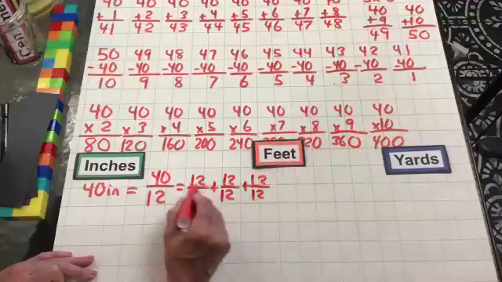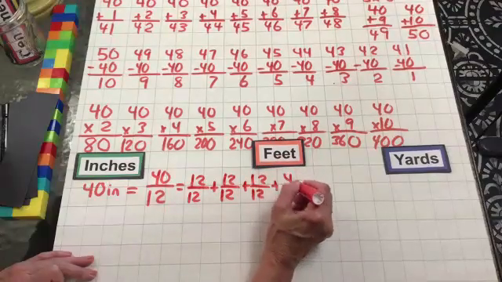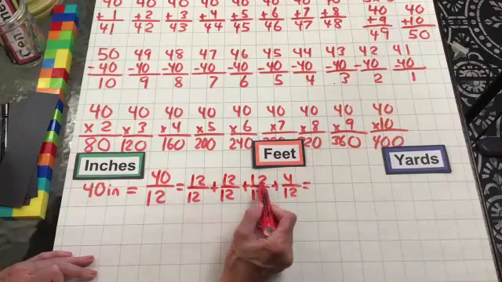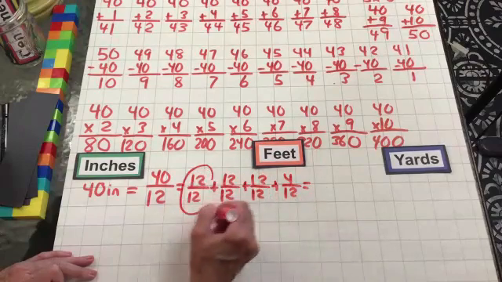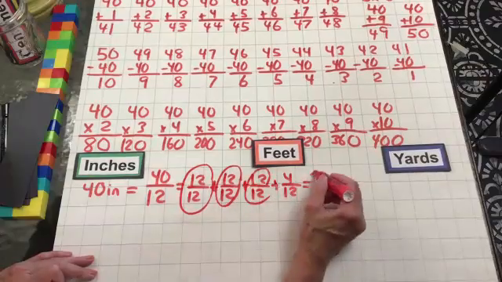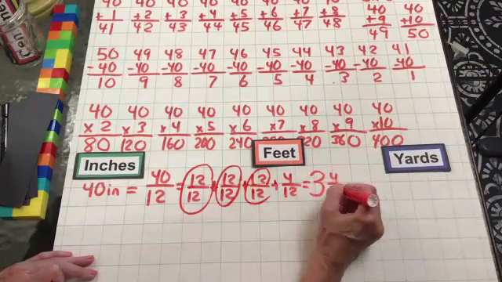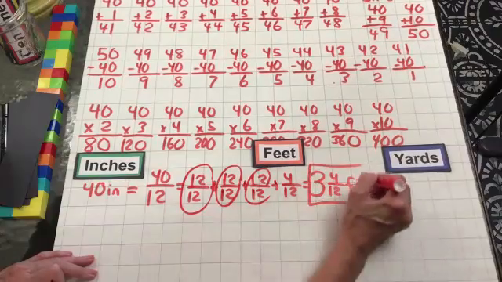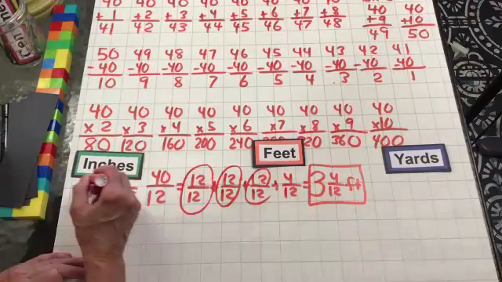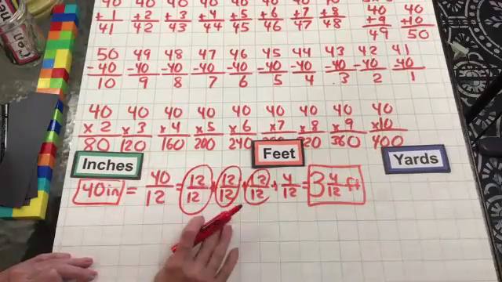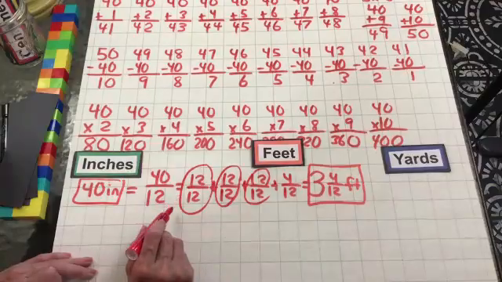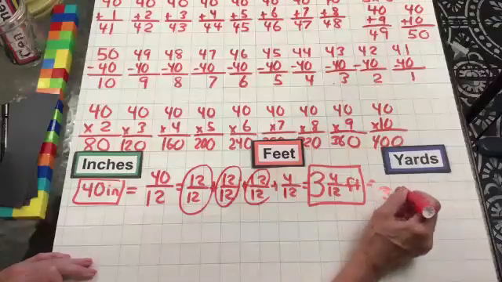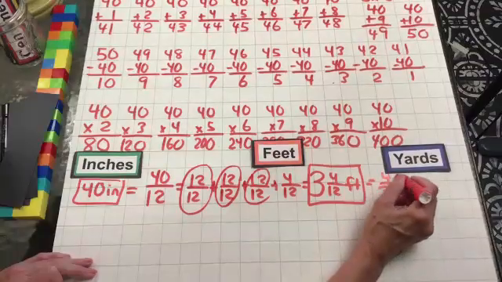Now that's 36 plus 4 over 12. So that's 12, 24, 36, 40. 1, 2, 3 whole feet and 4 twelfths. So 3 and 4 twelfths feet is the same as 40 inches. Pretty tricky, huh? All right, let's move on to yards. We know it takes 36 inches to make a yard, and we've got 40.